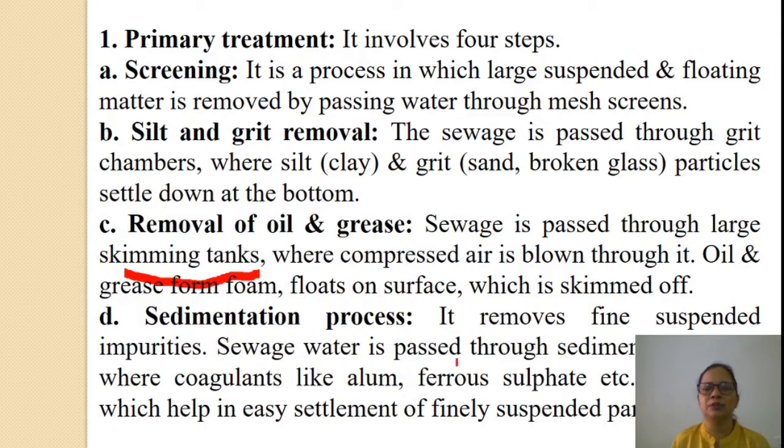The sewage water is passed through sedimentation tanks where coagulants like alum, ferrous sulfate, etc. are added. Coagulants are the reagents which make the impurities come together, coagulate together and settle down. So the coagulating agents alum or ferrous sulfate can be added. These help in easy settlement of finely suspended particles. So these are the 4 steps involved in the primary treatment.